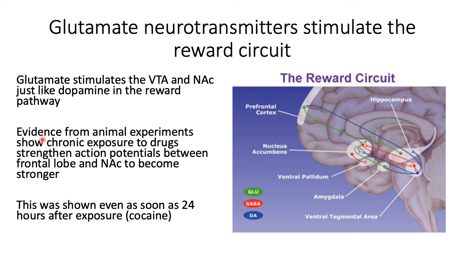Evidence from animal experiments shows that chronic exposure to drugs strengthens the action potential. That means the communication between neurons, between the frontal lobe and nucleus accumbens. And this was shown as soon as 24 hours after exposure to cocaine.